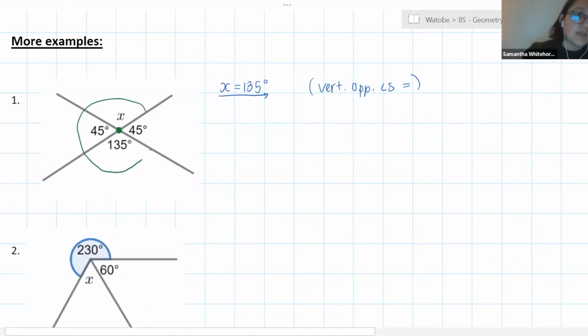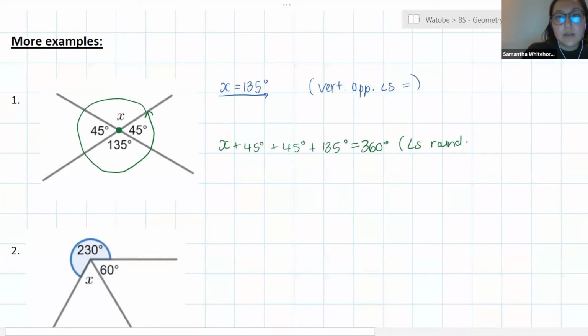If we use angles around a point, we know that all four of those angles, when I add them together, need to give me 360. So I know that X plus 45 plus 45 plus 135 needs to give me 360 degrees because of angles round a point.